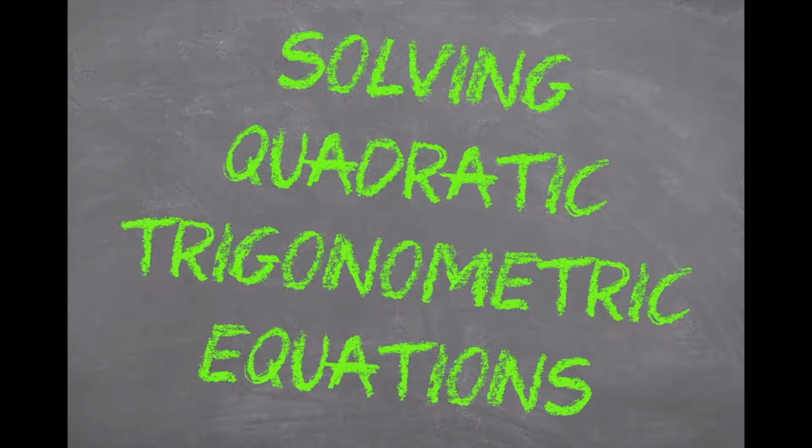So what you are looking for is one of your trig functions to be squared and one of them not to be squared, and that's a pretty good sign that it's going to be in the form of a quadratic. So we've got a few examples today. Let's get started.